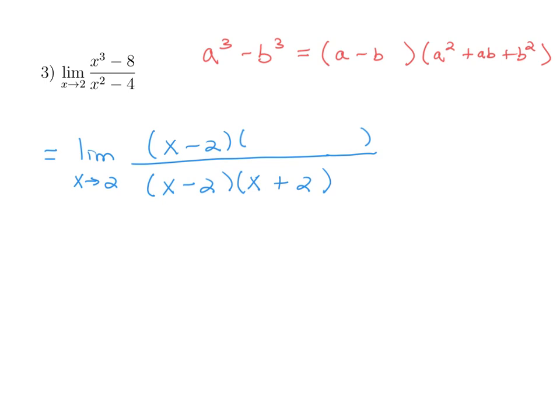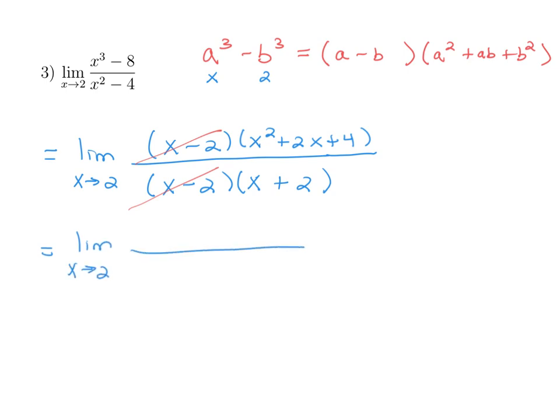Here the a and the b are x and 2, so you can put that in place of all of the a's and b's in this expression. So this will be x minus 2, which we already have. And over here we'll have x squared plus 2x plus 2 squared, which is 4. I'm going to place that here. So this is x squared plus 2x plus 2 squared again, which is 4. So this is equal to this. I now have a common factor of x minus 2 that we can cancel. This cancels with that.